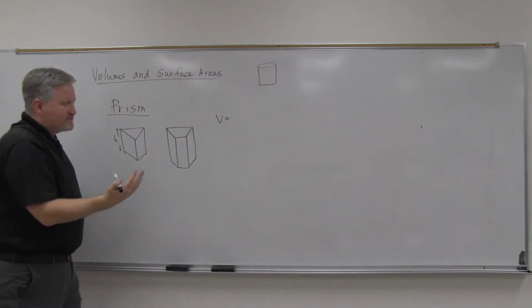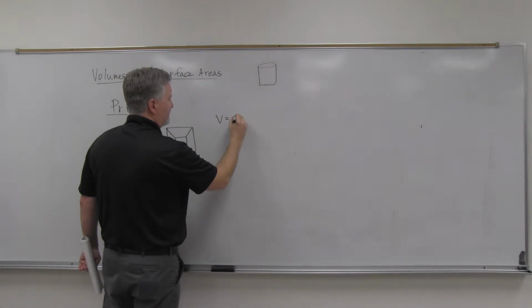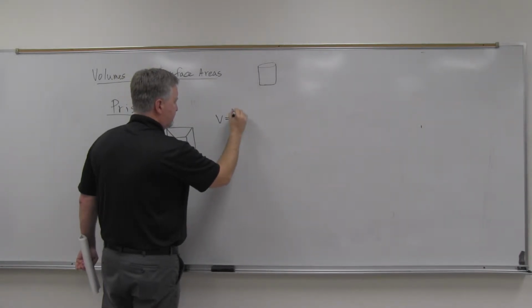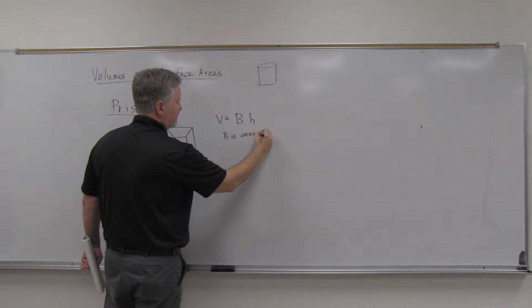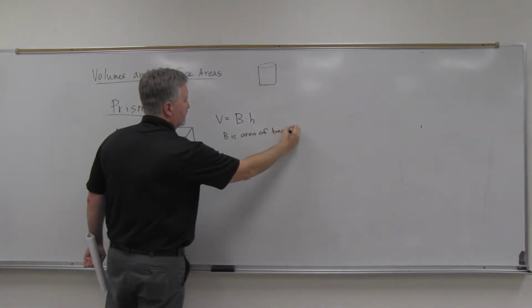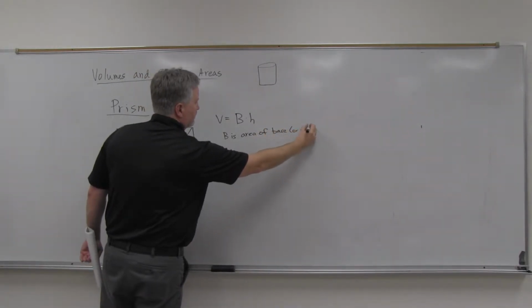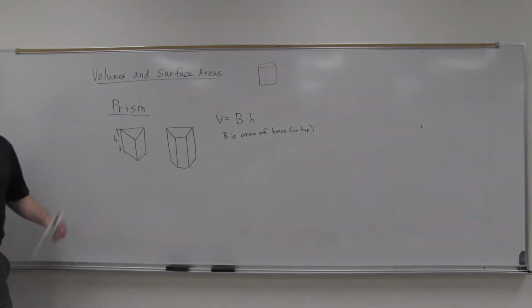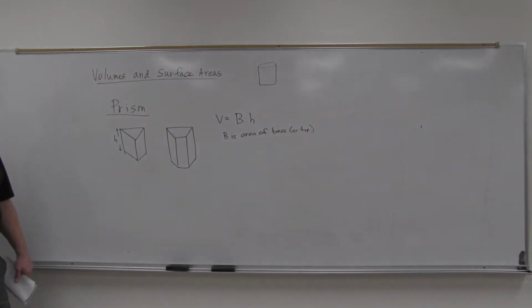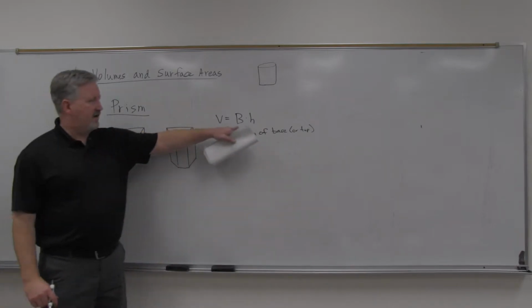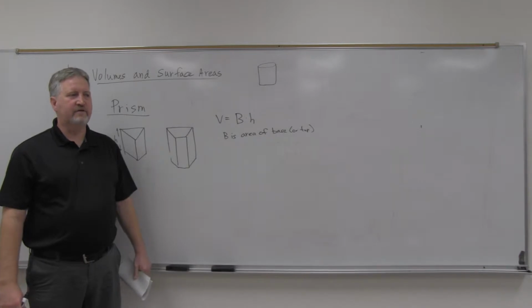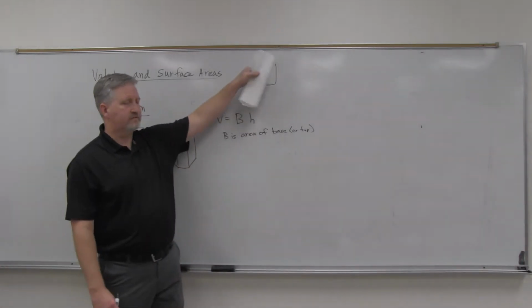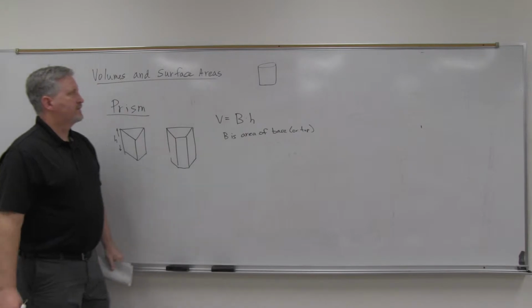So here's the way they denote it. You're going to take big B times H, where big B is the area of the base, or top, they're the same. The base and the top are congruent. So you're going to take whatever that area of the top or the base is and multiply it by the height. That's going to give you the volume. Same concept as the cylinder, if you would. Okay?